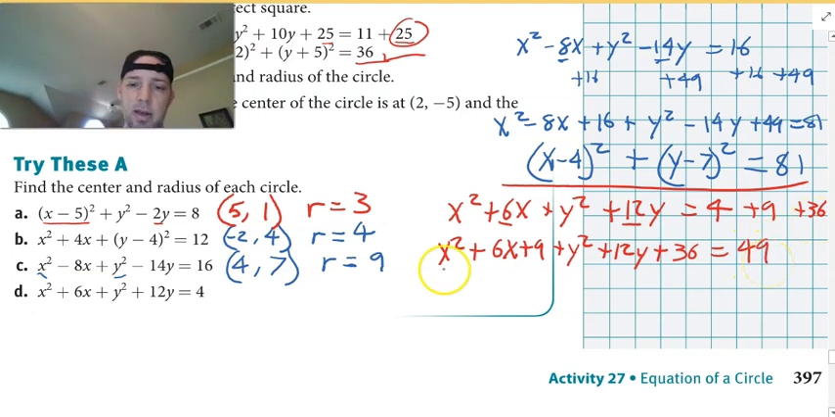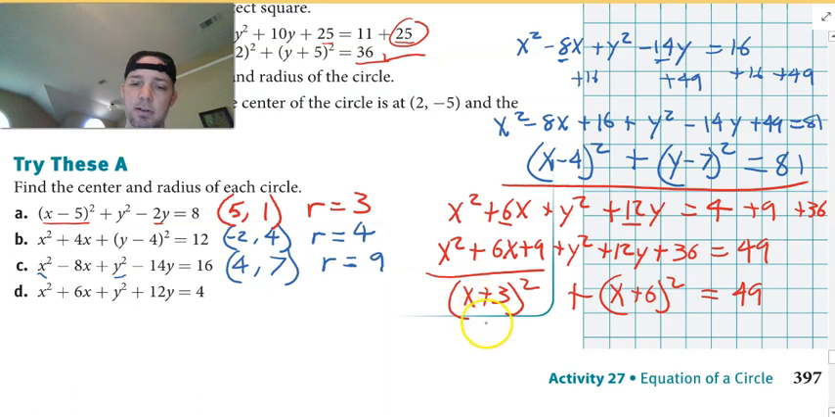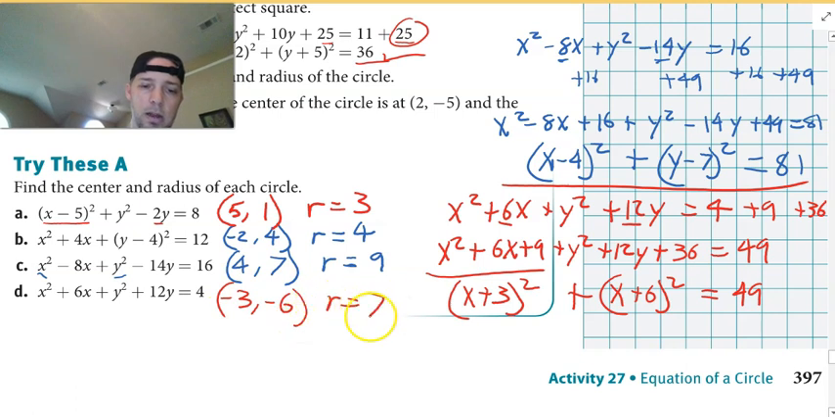All right, so now that we've completed the square, the factors will be x plus 3 squared. We'll get x plus 6 squared. And we get another perfect square for the radius as well. It should end up being 7 on there. So your coordinates are going to be at -3, -6. And your radius will end up equaling 7 on that one.